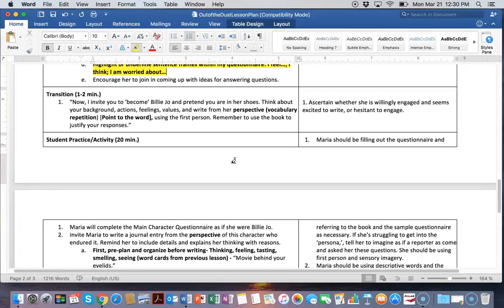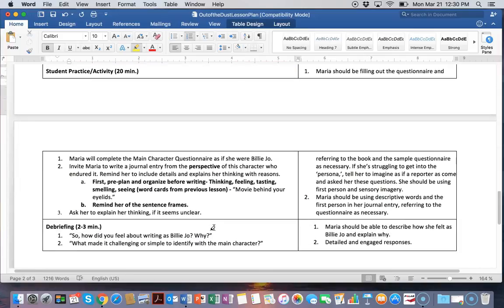Okay, note in the transition, boy, that's an awfully short period of time in any lesson plan. A transition generally doesn't last very long, but it can still be an opportunity for supporting your student's academic language. So in this transition, the student writes, now I invite you to become Billy Joe and pretend you are in her shoes. Think about your background, actions, feelings, values, and write from her perspective. So you can see that she is repeating the vocabulary word perspective, and she's also pointing to the word on the whiteboard.